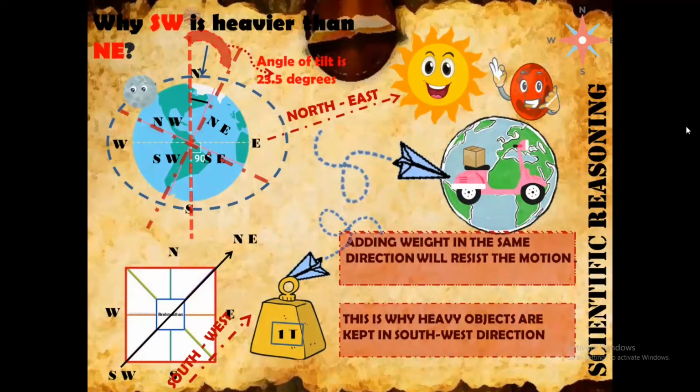Do you know why the southwest direction houses all the heavy objects in our house? Let's see. There are four ordinal directions in general: the northeast, southeast, southwest, and northwest. The earth is tilted at an angle of 23.5 degrees and is tilted towards the northeast direction. If we imagine the earth as a moving two-wheeler, it would be appropriate to keep all the heavy objects in the opposite direction of the movement or the forward motion, or in the back of the two-wheeler. This is because if we keep it at the front of the two-wheeler, it would resist motion and cause imbalance. That is why all the heavy objects are kept in the southwest direction of a house.